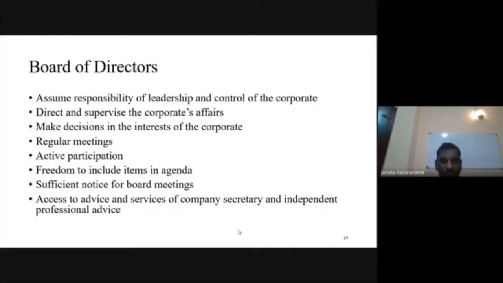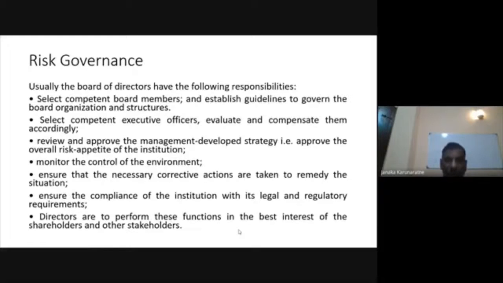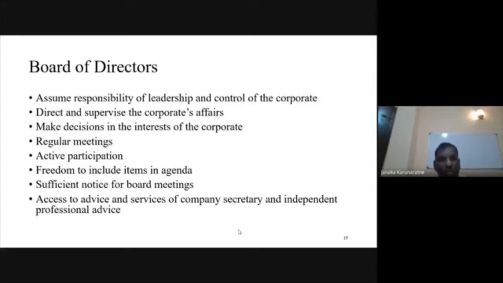Okay. So now let's move on to the board of directors. Now, what is the role of the board of directors? Their role is to assume responsibility for the leadership and control of the corporate. So they must give leadership and control of the corporate.